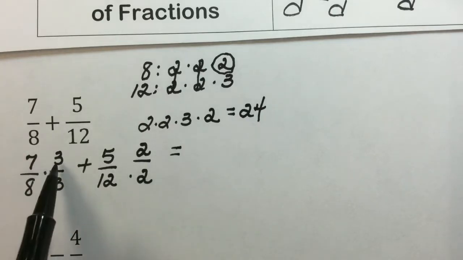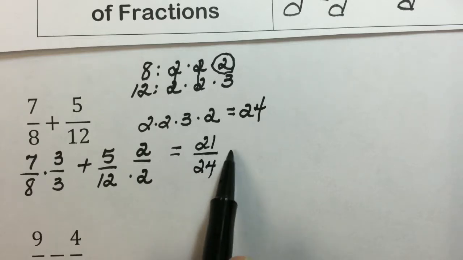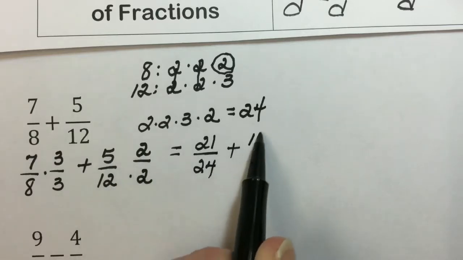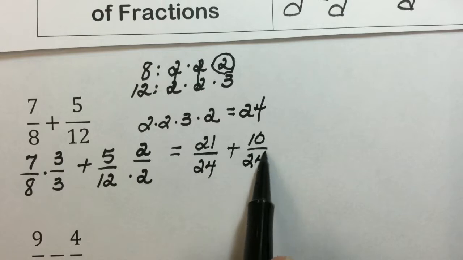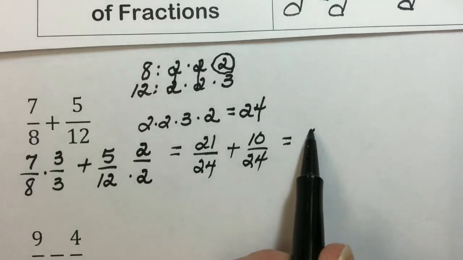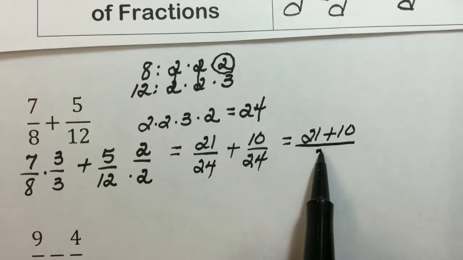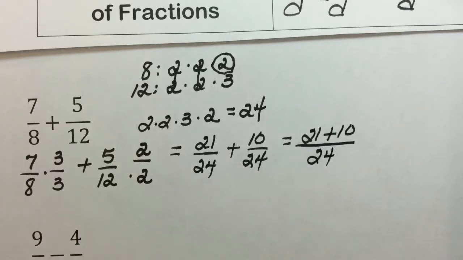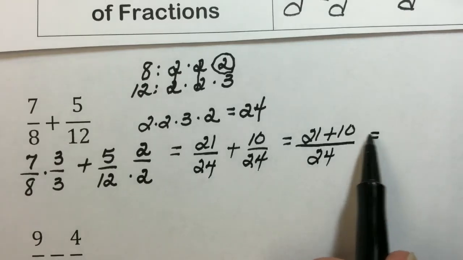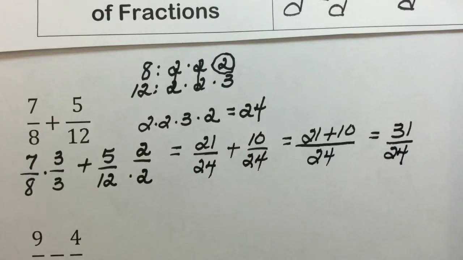Simplifying these fractions, we end up with 7 times 3 is 21 over 24, plus 5 times 2 is 10 over 24. We now have the requirement for adding fractions or subtracting fractions of a common denominator, which means we will go ahead and add the numerators over the unchanged common denominator. And simplifying, we end up with 31 over 24.